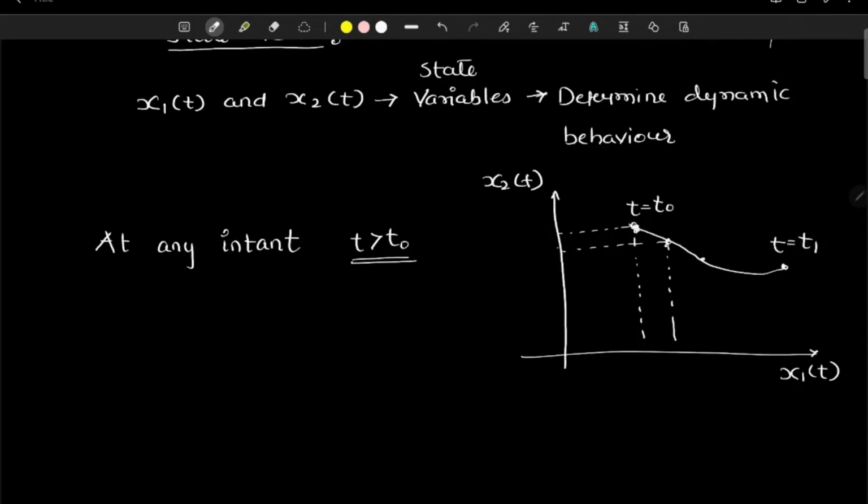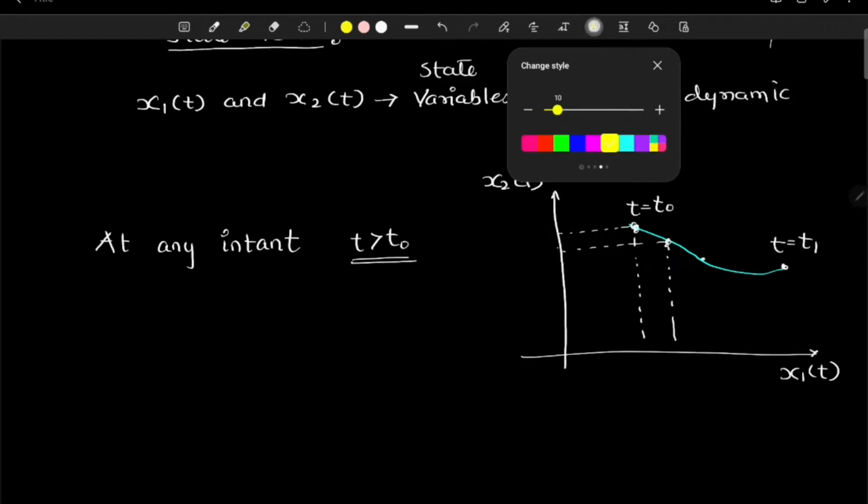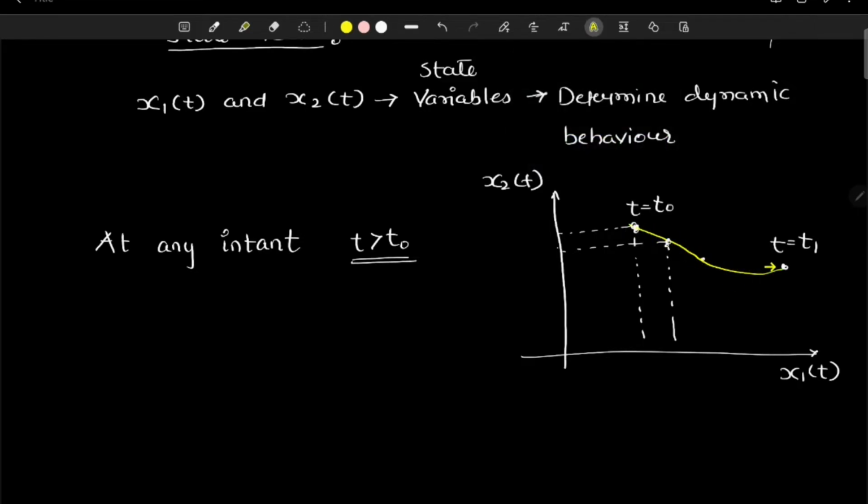So your system reaches from t0 to t1, and before that you have determined the state variables which plot a path, right? So this is the path. It is plotted by the state variable. Whenever t is greater than 0, it will take some value of the variables.